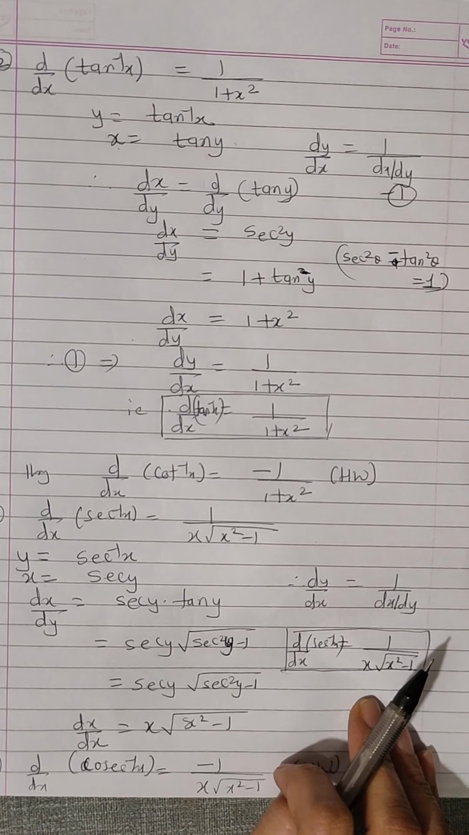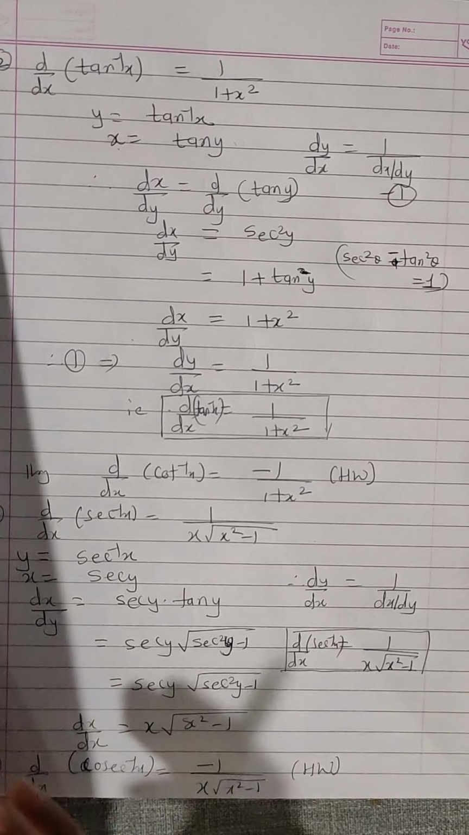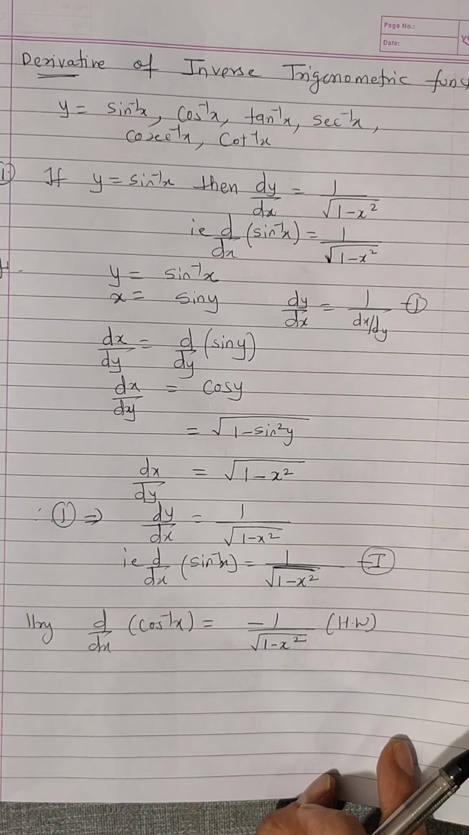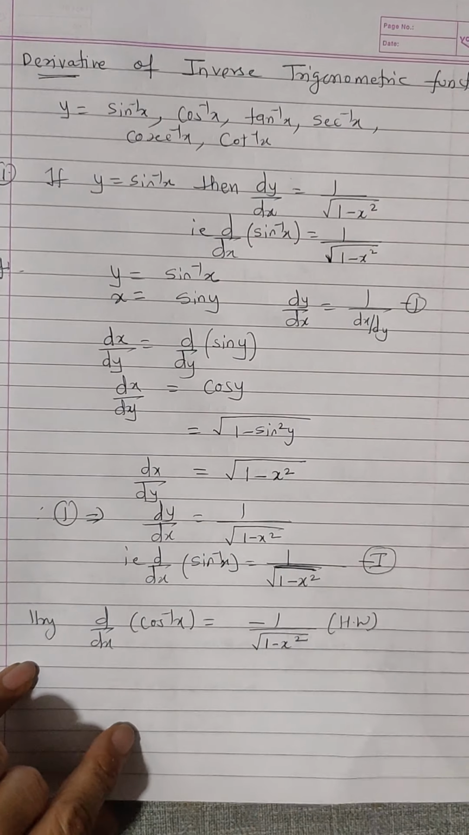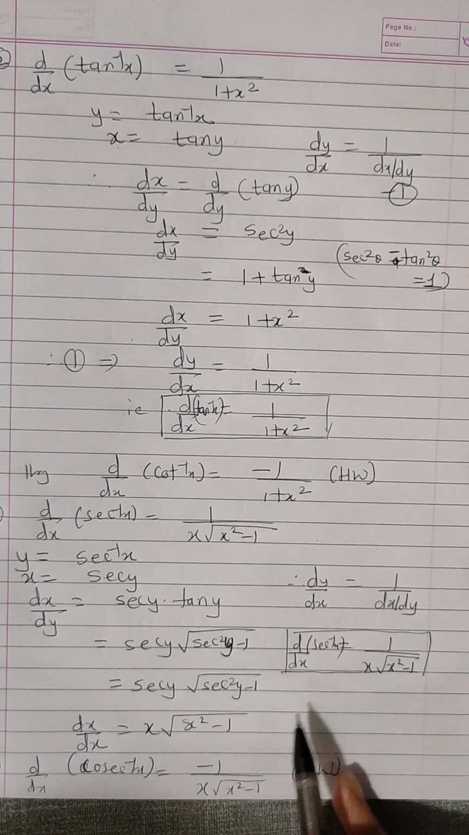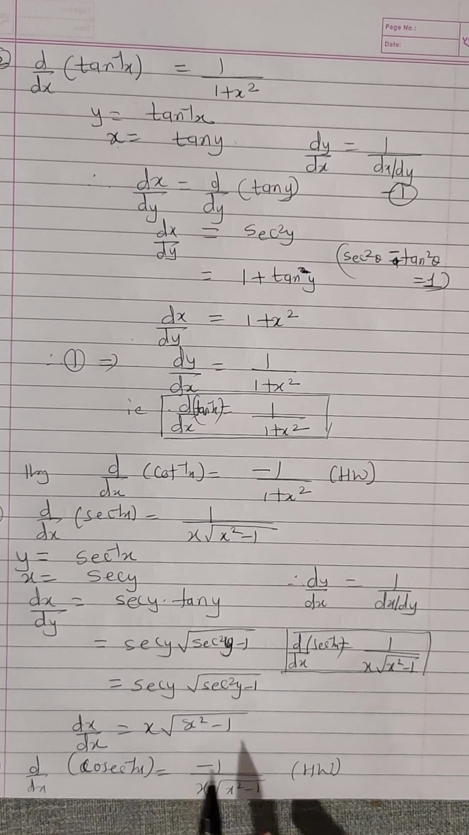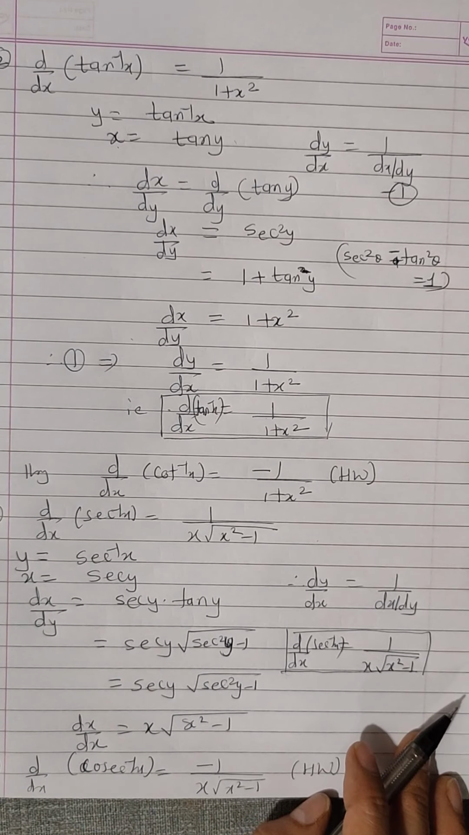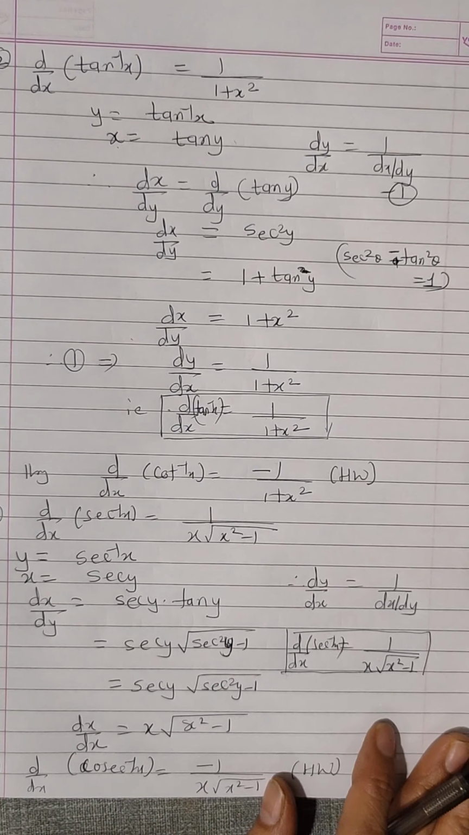Now in these formulas there is only a change in sign. If it is plus, it is minus. So in this way we have the formulas for inverse trigonometric functions.